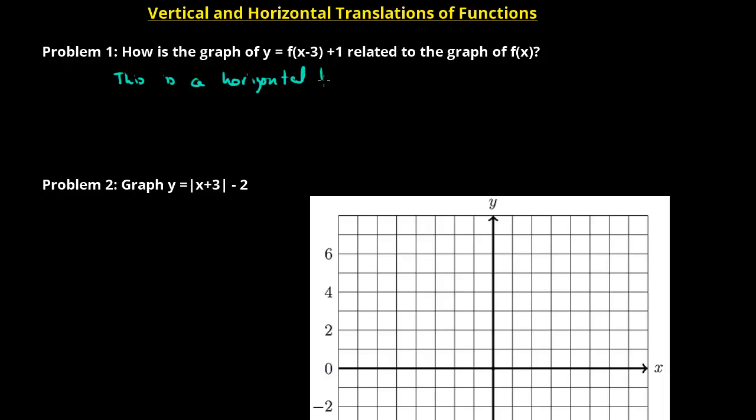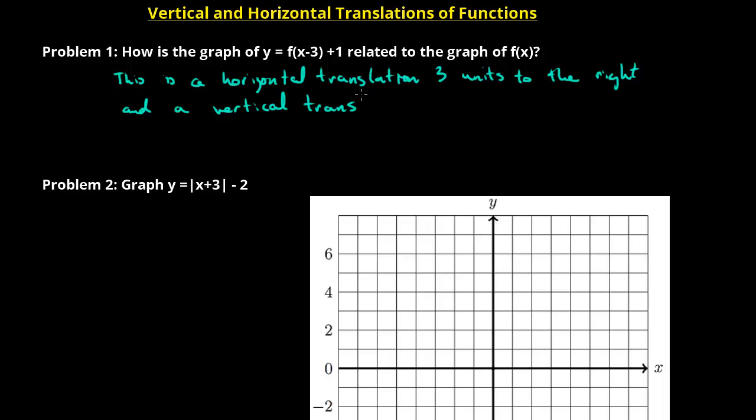horizontal translation 3 units to the right, and a vertical translation 1 unit upward. So we shift 3 units to the right, and we shift 1 unit upward.